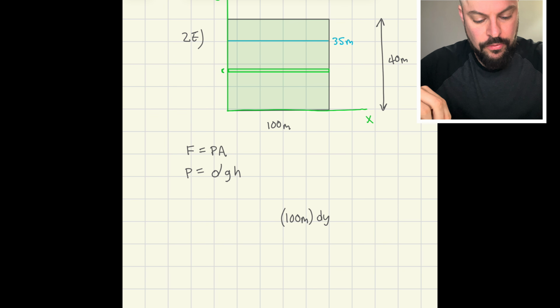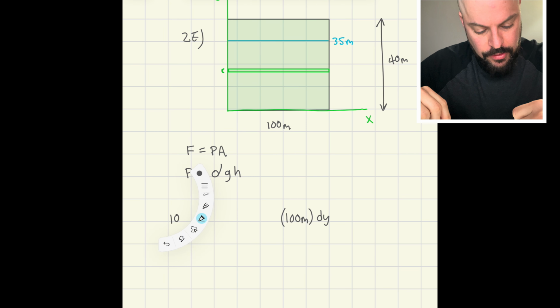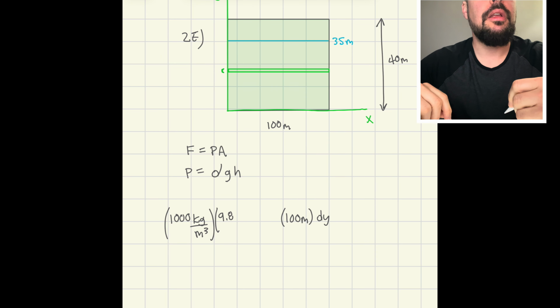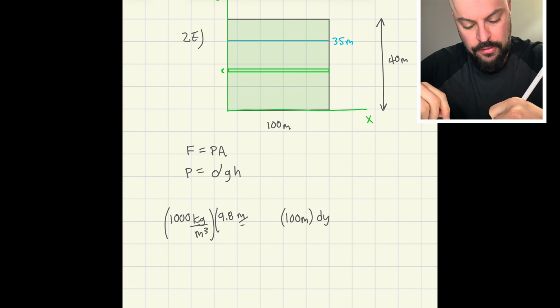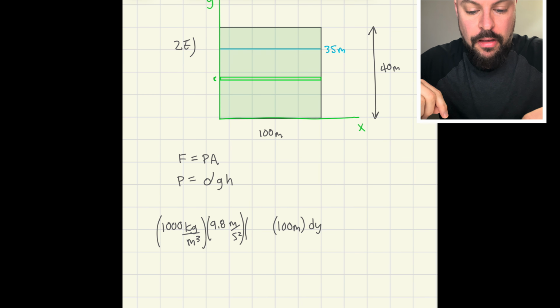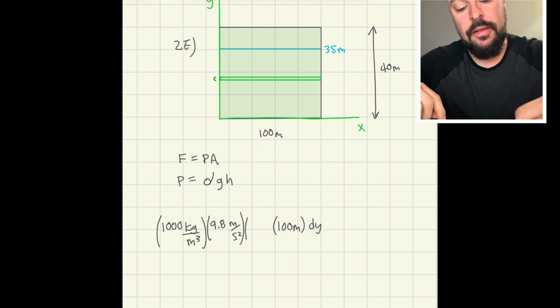The problem tells us that the density is 1,000 kilograms per meter cubed, and the gravitational constant is 9.8 meters per second squared. And then we need the depth. One of the great reasons that we use a strip like this is because it has a consistent depth throughout, so the pressure will be consistent on it.